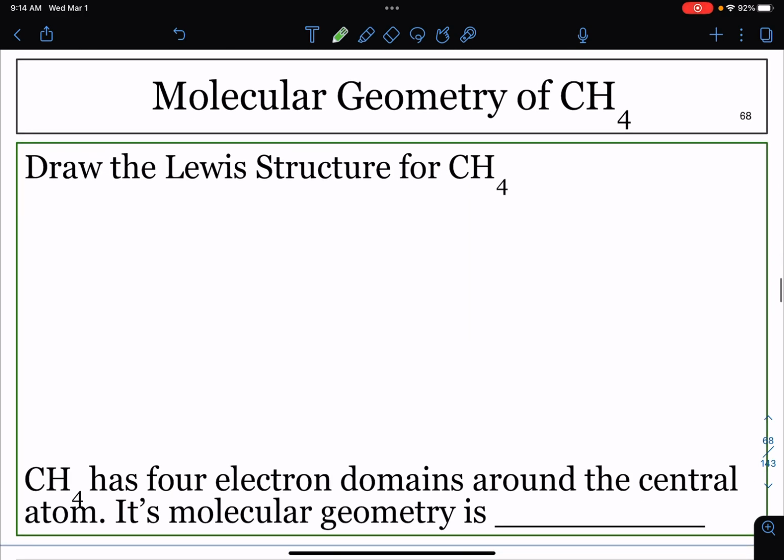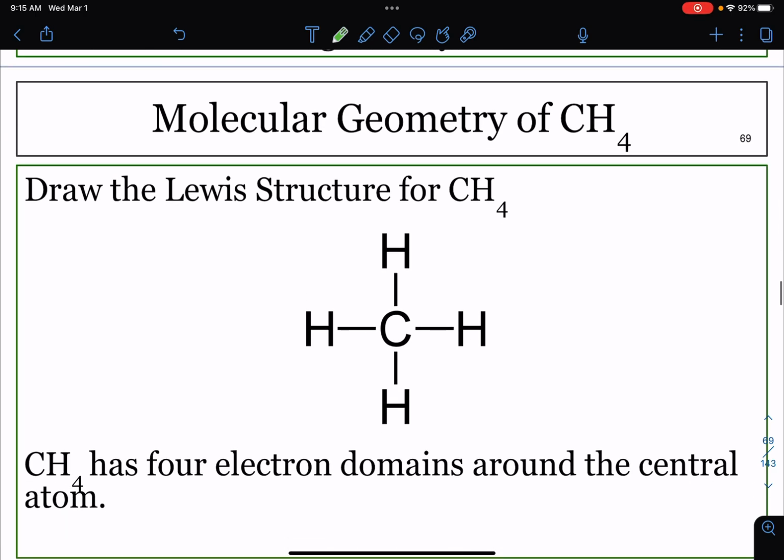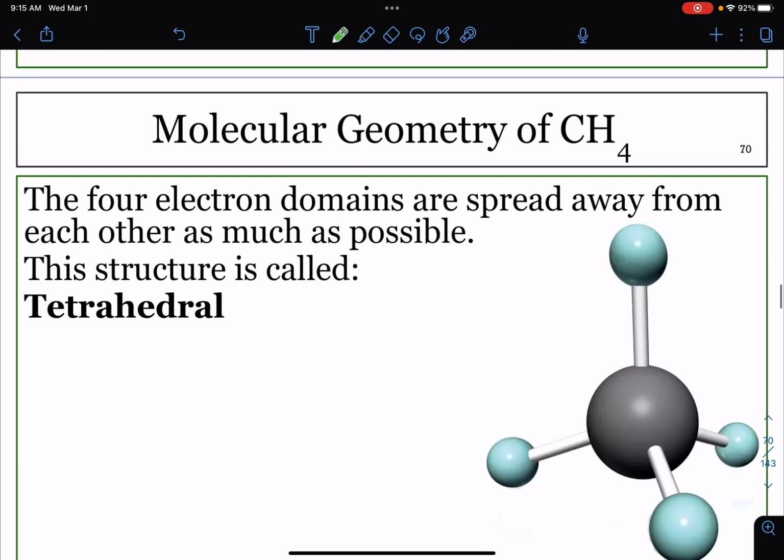All right, now let's draw the structure for CH4. Pause to see if you can draw this simple structure. Carbon is the central atom, and there are 4 electron domains around the central atom. When these 4 domains spread out away from each other as much as possible, they create this 3D shape here, and we call it tetrahedral.